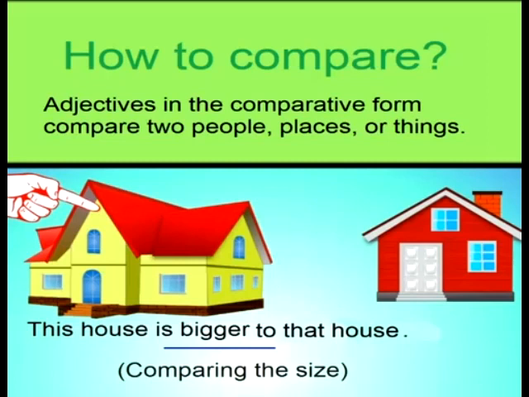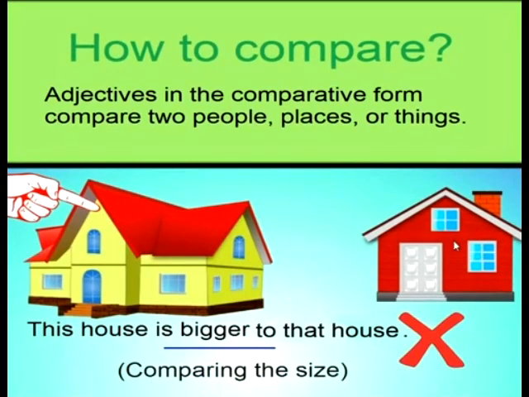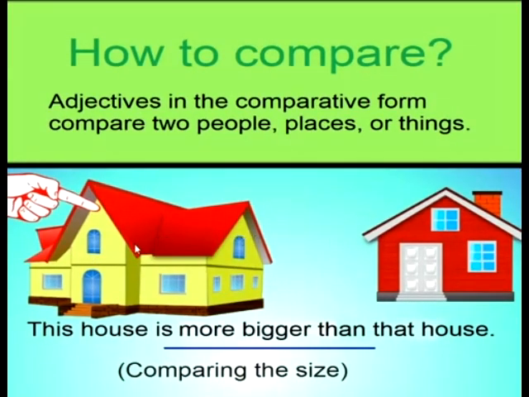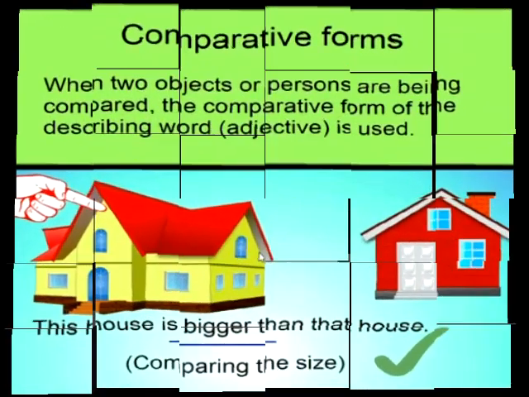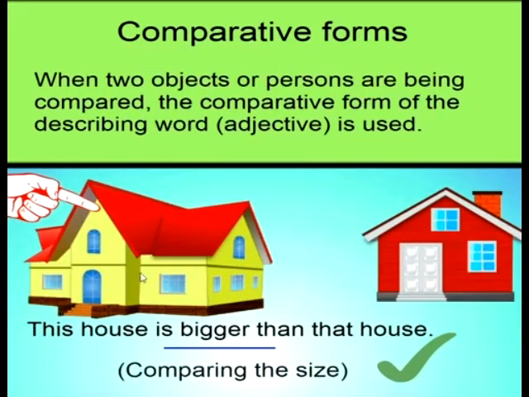Is this correct? This house is bigger to that house. We're comparing the sizes of two houses. This is incorrect. Is this correct? This house is more bigger than that house. This is also incorrect. So what is the correct sentence? This house is bigger than that house.